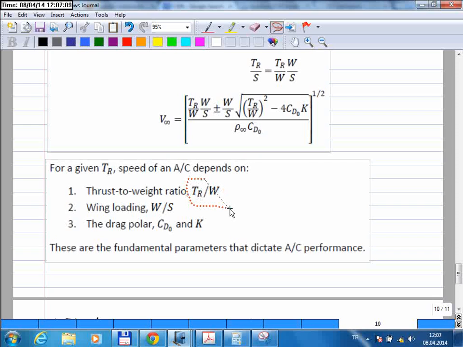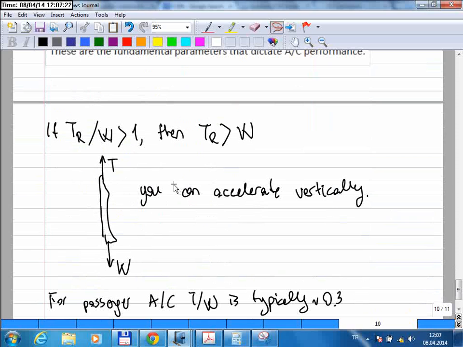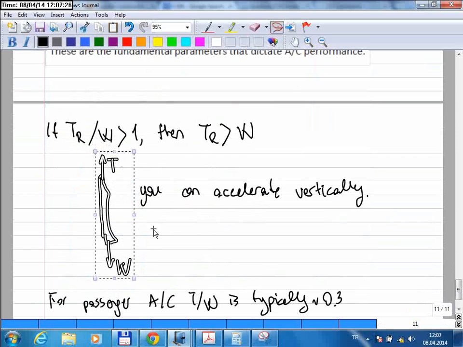If you have a large thrust weight ratio, 1 is the critical number here. If you have a thrust weight ratio greater than 1, that means you can fly the aircraft vertically like this, right? If you are flying vertically, like in this case, your thrust force can be large enough to balance the weight of your aircraft.